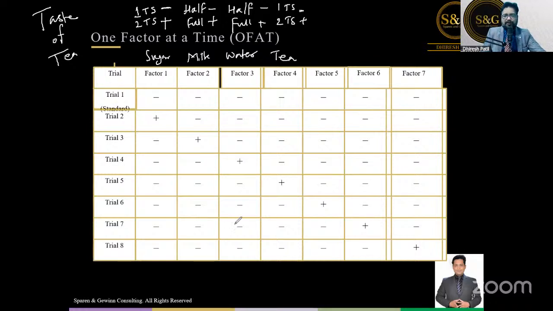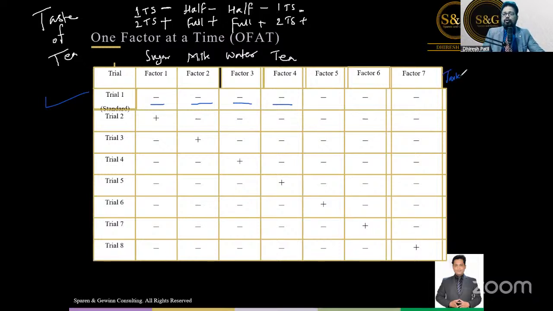So let's go for the trial. Okay. So there are various trials we are doing. The first trial, we keep all the factors at the lower setting, meaning sugar will be 1 tablespoon. Factor 2, milk will be half a cup. Factor 3 will be water, half a cup. Tea will be again 1 tablespoon, and so on and so forth. Whatever are the 5, 4, 6, and 7. Okay, if you don't want, you can remove them. Okay, it is the first trial, and then you will check the taste.